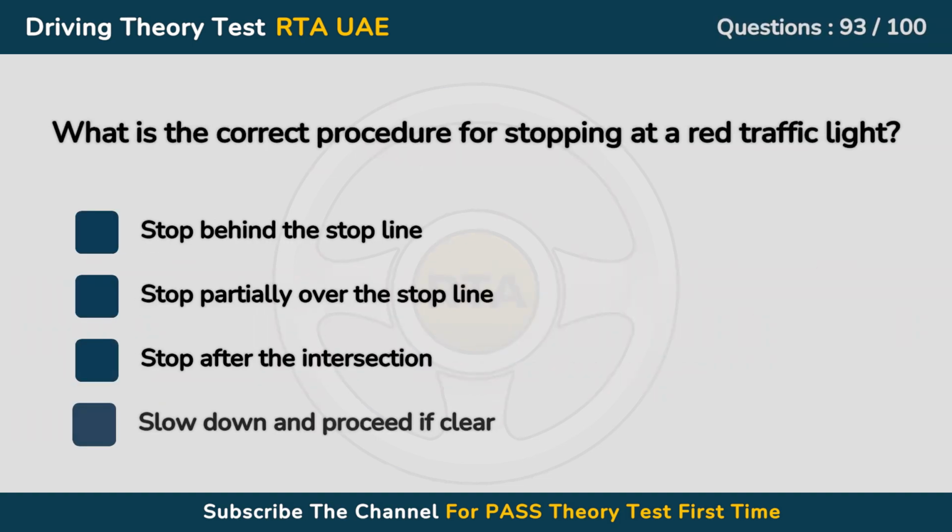Question 93. What is the correct procedure for stopping at a red traffic light? A. Stop behind the stop line. B. Stop partially over the stop line. C. Stop after the intersection. D. Slow down and proceed if clear.